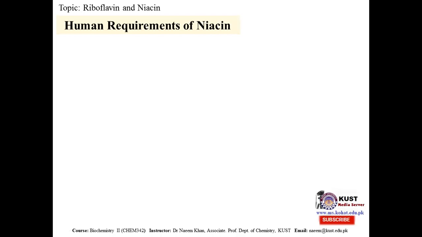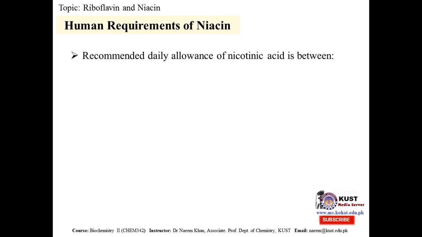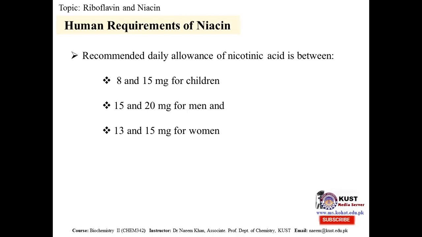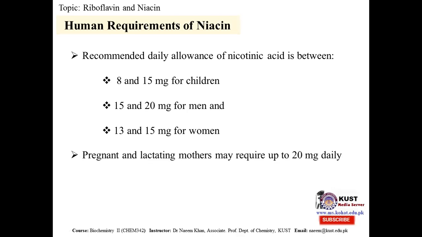Human requirements of niacin. The recommended daily allowance of nicotinic acid or niacin is 8 to 15 milligrams for children, 15 to 20 milligrams for men, and 13 to 15 milligrams for women. These are the RDA amounts for niacin. Pregnant and lactating mothers require higher amounts, and it may be increased up to 20 milligrams daily.